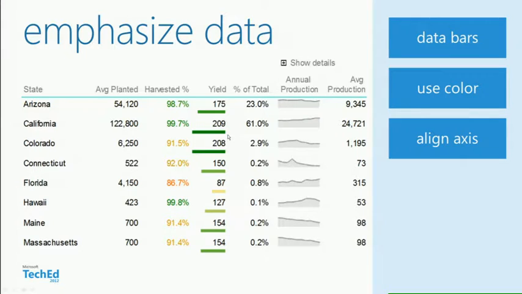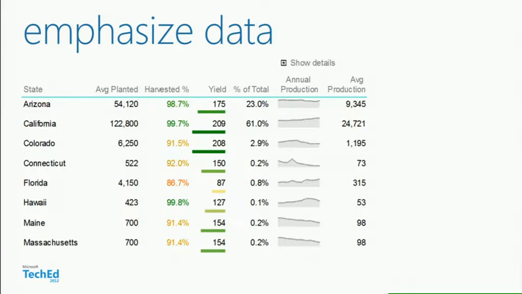Again, you have a question about aligning axis. With a data bar, you pretty well only have one axis, which is the length of the data bar, and you definitely do want to align that. Otherwise, the data bars will just be all the same length. And those are aligned for you by default.